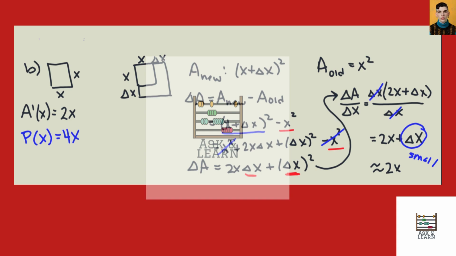So if you were interested in approximating a change in area for a very small delta x, you could approximate it by just taking 2 times x, or half the perimeter.